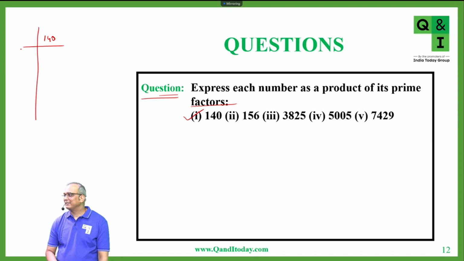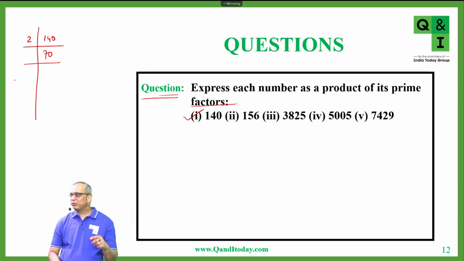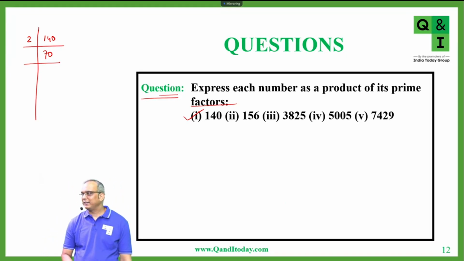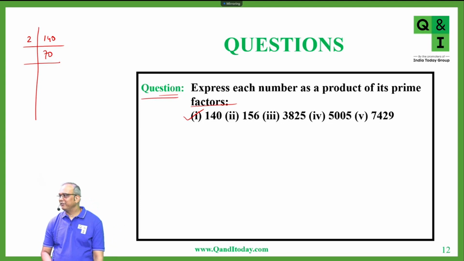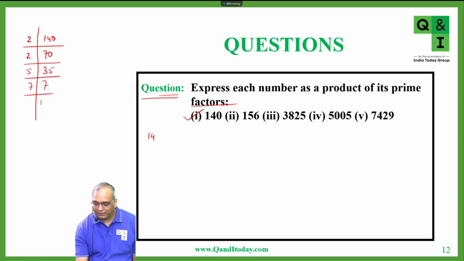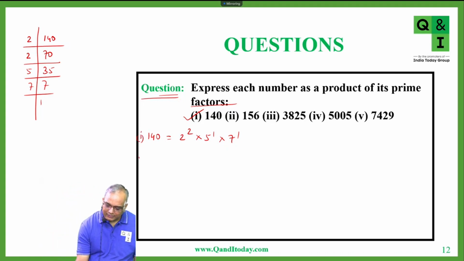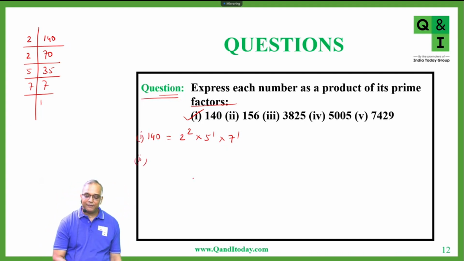Yes, Ansita, it is correct. So when you divide it by 2, you get 70. If you have done this question, you can move to the next one. Right? Jovin, it is correct for you as well. Devi Maya, it is correct for you as well. So for 2, when you divide 70 by 2, you get 35. Then 5 and 7 and 7 and 1. So 140 can be written as 2 square, 5 to the power 1, 7 to the power 1. So this is your first part. Second part, you have to do it for 156.